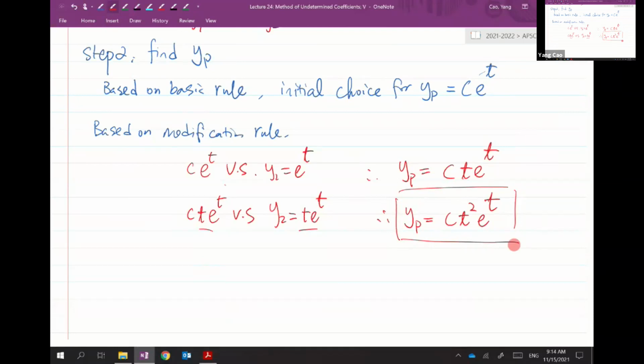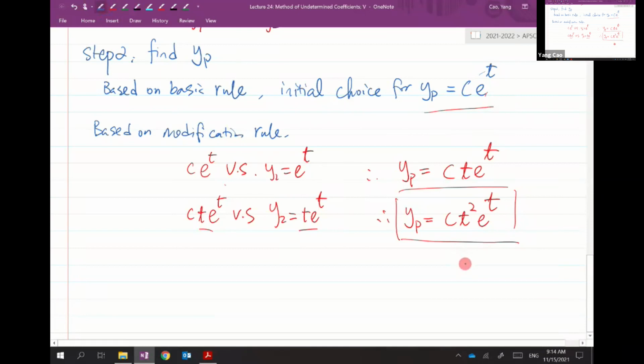There's also a trick. If you forgot to look at the modification rule, and you substitute this yp equal to c e to the power of t back into the second order differential equation, and try to solve for the constant c, chances are some funny things will happen. There's something that you cannot explain. You'll find either c equal to 0 or something. If that happens, that should be a warning sign to you. There's got to be something wrong. That's not what should happen. That's what I mean by a phenomenon you can observe when you're solving the question.